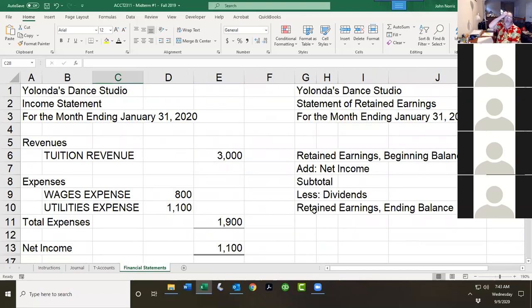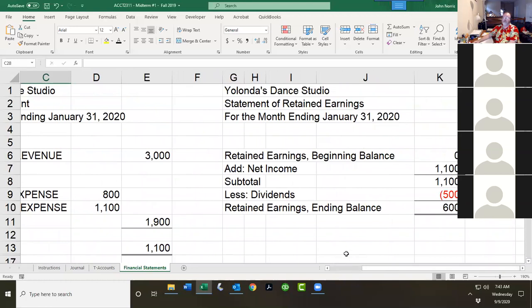So the income statement has the tuition revenue, the full $3,000 from all 5 students. You have the wage and utilities expense are the only 2 expenses. That totals $1,900, leaving you with $1,100 in net income. And remember that all financial statements start with the 3-line header, so they're all going to have the name of the company. This is the income statement, and it is measuring activity, so it is for the month ending January 31st. Same with the statement of retained earnings.